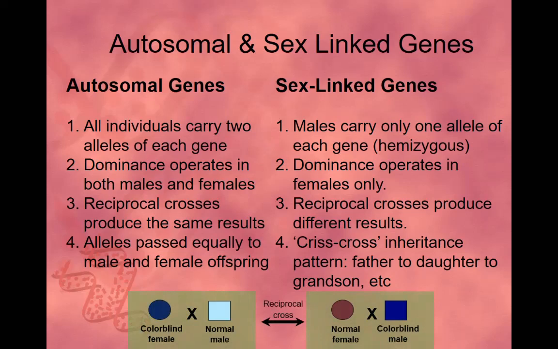However, with sex-linked genes, these inheritance patterns do not hold true. Males carry only one allele of each gene. They're what we call hemizygous. Dominance operates in females only because remember, females have two copies versus the male only having one. And reciprocal crosses are going to produce different results. So how that gets passed on to future generations is not the same. You typically will end up having a little bit of a crisscross pattern. Father passes it on to daughter, daughter passes it on to grandson, and so on and so forth.